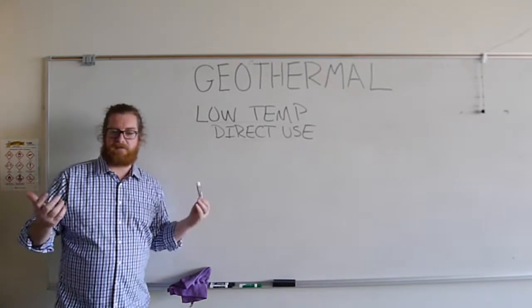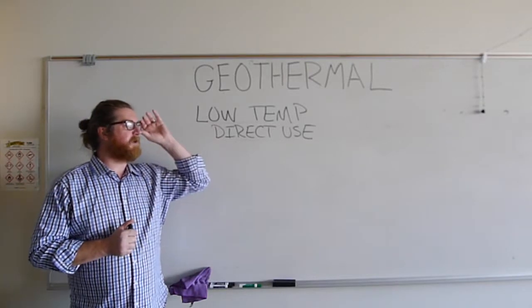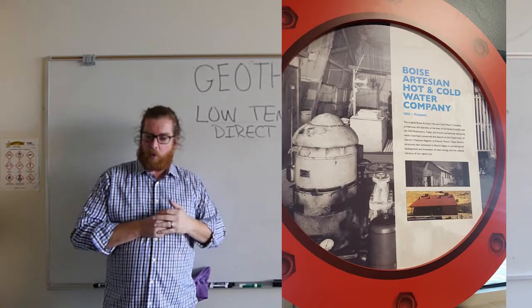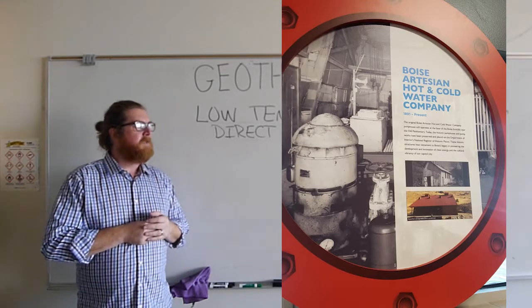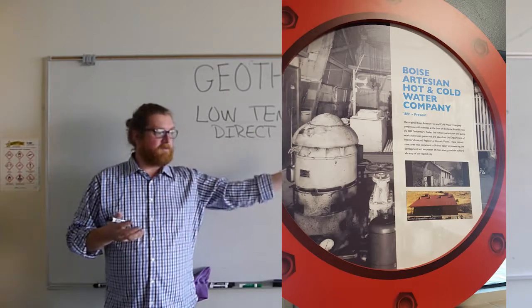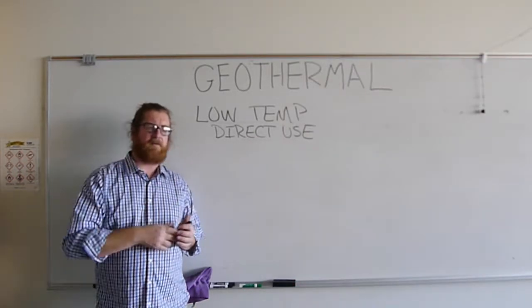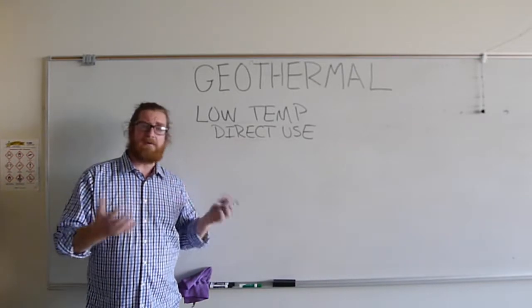So I mentioned Boise. We've got a pretty big history in this. You can see here, this is at the Boise Watershed Interpretive Center. The Boise Artesian Hot and Cold Water Company. This was the company that, many years ago, 100 years ago, at the turn of the century, and even up into the 20s, would supply you with hot water and cold water.